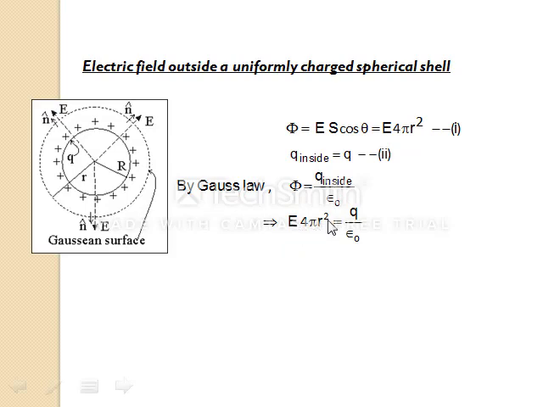This is what we'll get. E into 4 pi r square will be equal to Q by epsilon naught. From here we'll have the formula for E. This is our formula for electric field. So electric field outside a uniformly charged spherical shell, E, is 1 by 4 pi epsilon naught Q by r square. This formula is quite similar to that of a point charge at distance r. So we may conclude that whenever we have to calculate field at any point outside the shell, we may assume that all the charge of the shell is concentrated at its center, and we can treat it as a point charge.